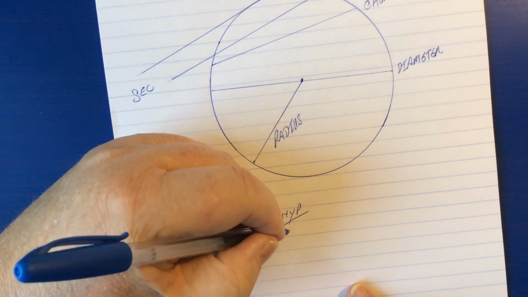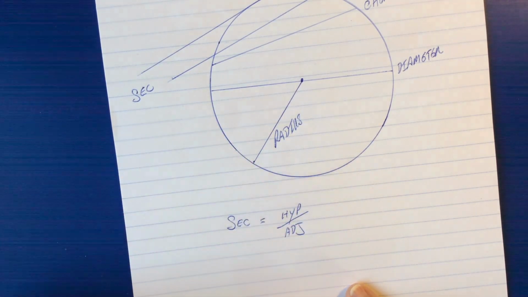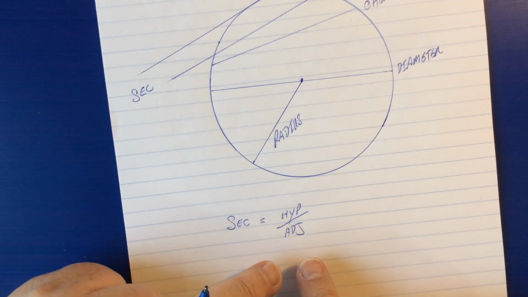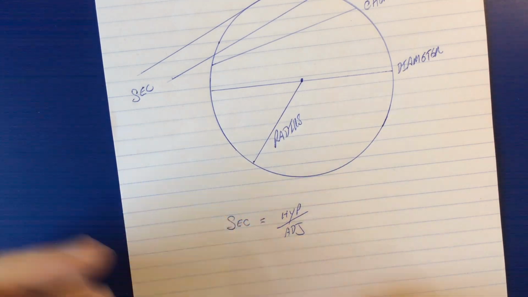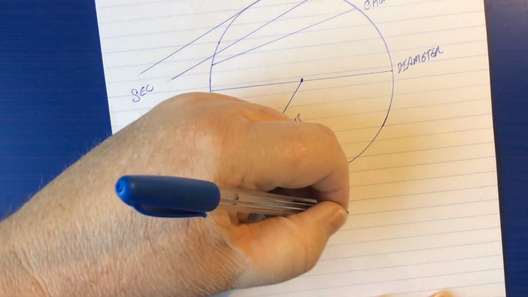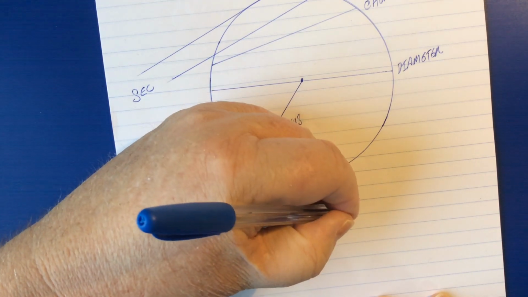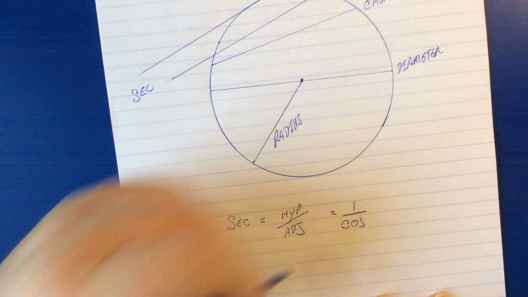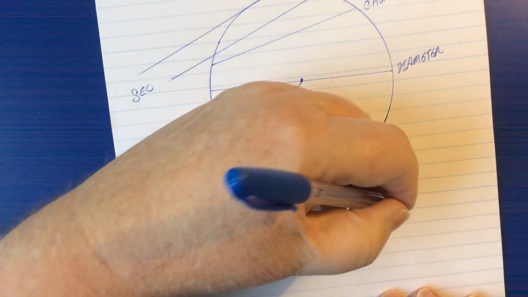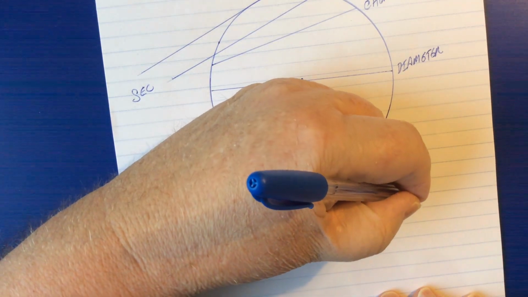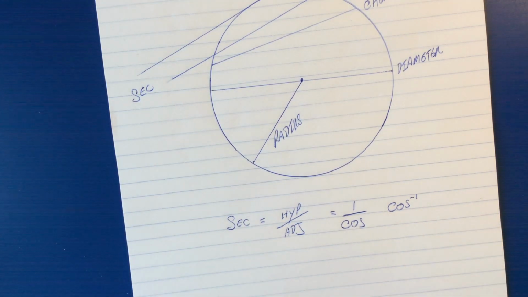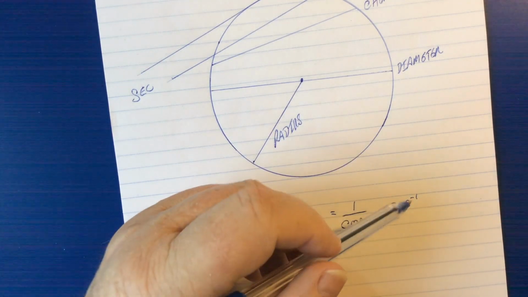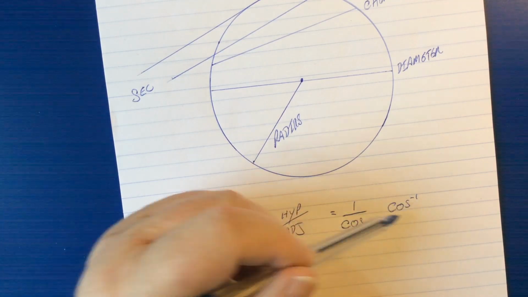hypotenuse over adjacent. Now, those of you who've done a bit of trigonometry will recognize that this is a cosine ratio upside down. Indeed it is. And so a secant is also equal to 1 over a cosine, the inverse of a cosine, or cos -1. Not necessarily to be confused with a button on your calculator that might say that, but it is the inverse of a cosine.